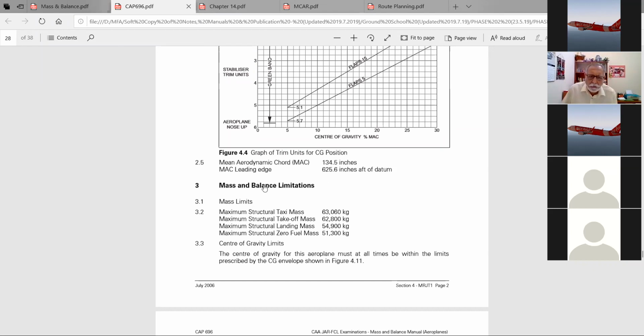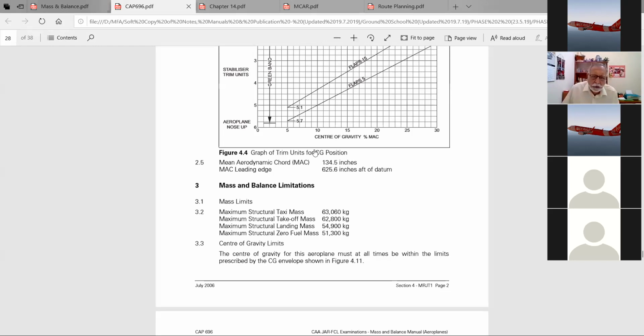Okay, now we know that the MAC leading edge is 625.6 inches. Now I'll give you a question over here. CG position is 13% of MAC. What is the CG arm? Can you work it out? 643.08. Yeah. How do you work that out?